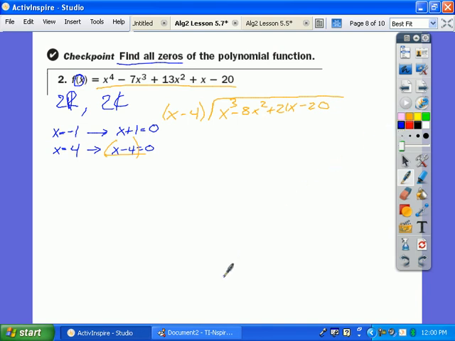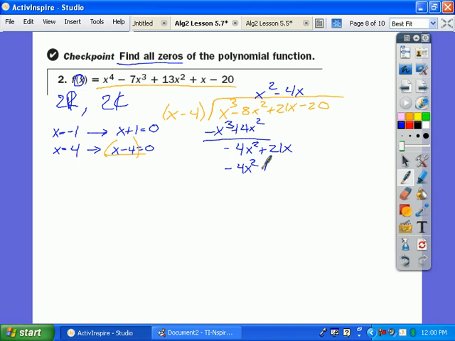Here we go. x cubed divided by x is x squared. x squared times x is x cubed. x squared times negative 4 is negative 4x squared. Subtraction changes the signs. Negative 4x squared plus 21x. Negative 4x squared divided by x is negative 4x. Negative 4x times x, negative 4x squared.